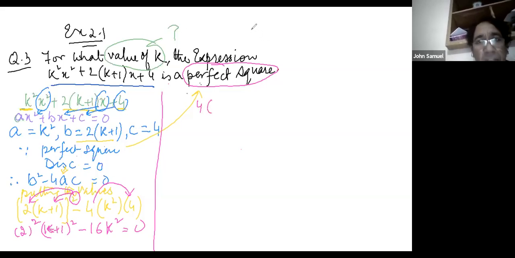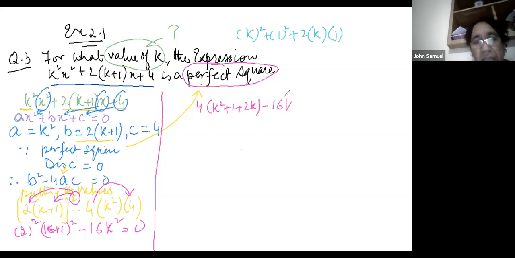I will expand the square for you here, just for convenience. I will save the step. Square of k, first term square, plus second term square, then plus 2 into first term into second term. After expanding, we will write it like this. K square plus 1 plus 2 ones are 2, and 2k. We can write it like this, and minus 16k square is equal to 0.